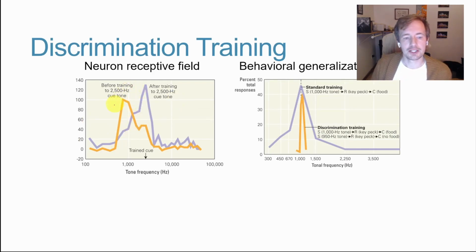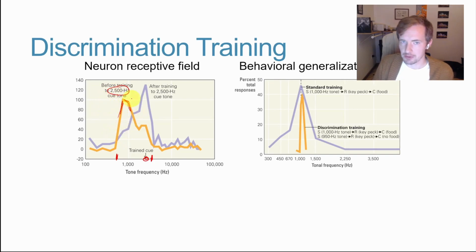So we can actually change this, and this is what you're looking at right here in this orange line. This is the previous line that we just saw. So this would be like before training to hear this 2500 hertz tone, which is right around here. That's what we're listening for. And this neuron used to be mostly just active in these ranges right here. So yes, it is going to be able to detect and pick up this 2500 hertz sound.